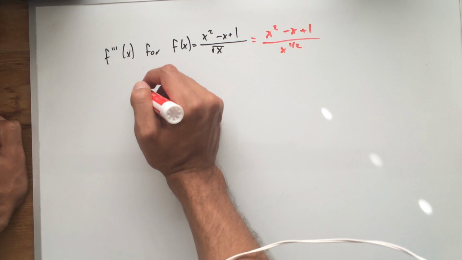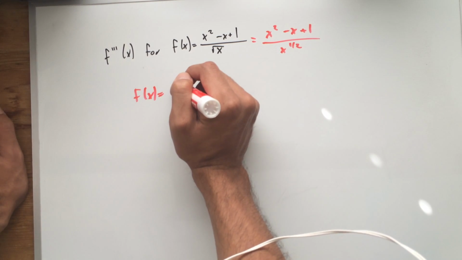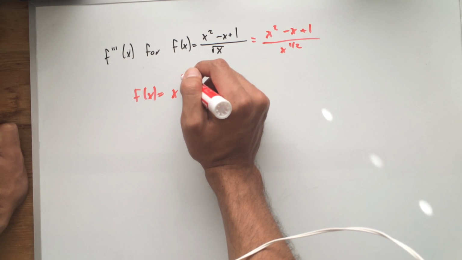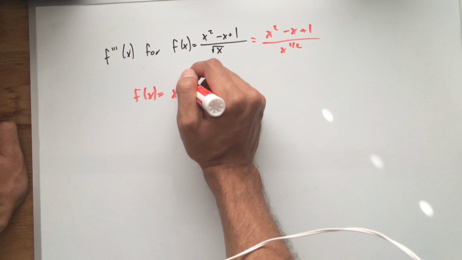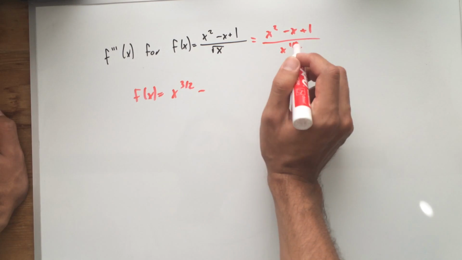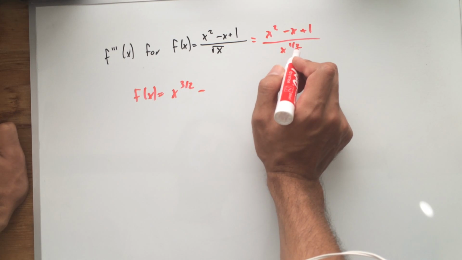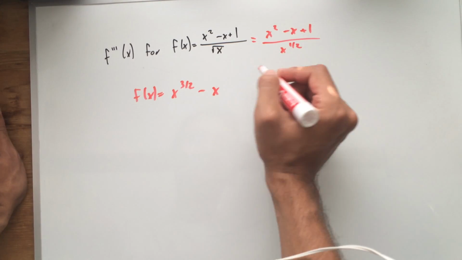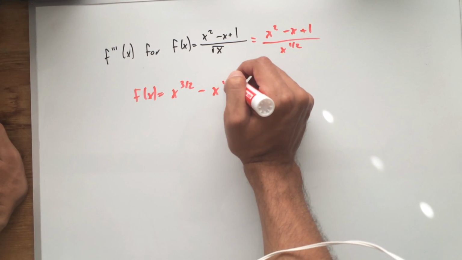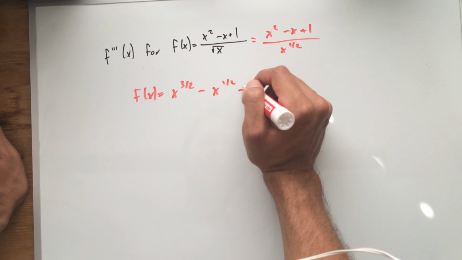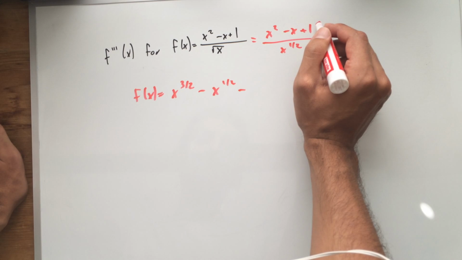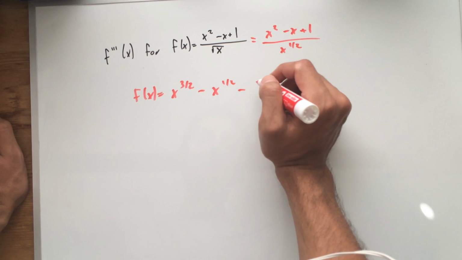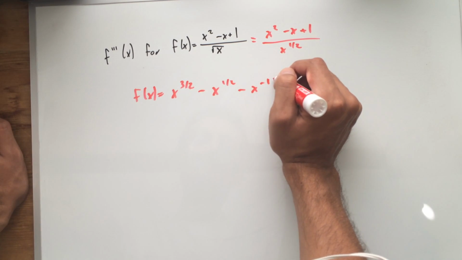So we have x to the 2 minus 1/2. That'll be 4/2 minus 1/2, so we have 3/2. And then we have negative x divided by x to the 1/2. So x is to the first power, so 1 minus 1/2 is 1/2. And then we have 1 divided by x to the 1/2, where there is no x in the numerator, so it's the same thing as x to the 0. So 0 minus 1/2 is x to the negative 1/2.